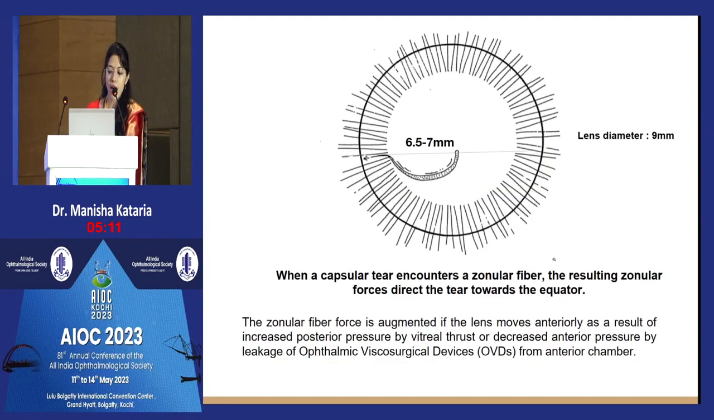As we know, lens diameter is around 9 mm, and zonular insertions on the anterior surface span around 2 mm, so the available surface on the anterior surface is around 6.5 to 7 mm. When a capsular tear encounters a zonular fiber, the resulting zonular forces direct the tear towards the equator. And this force, out of vector force, further increases if the lens moves anteriorly as a result of increased vitreous upthrust or decreased anterior pressure by the leakage of OVD from the anterior chamber.